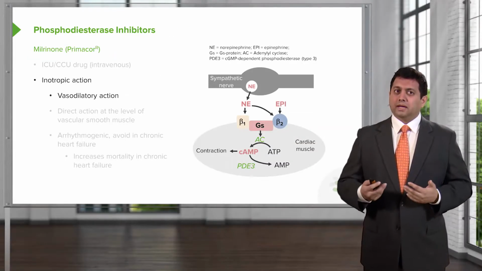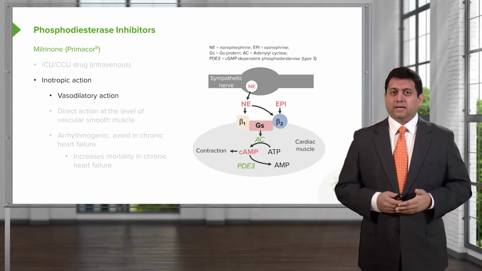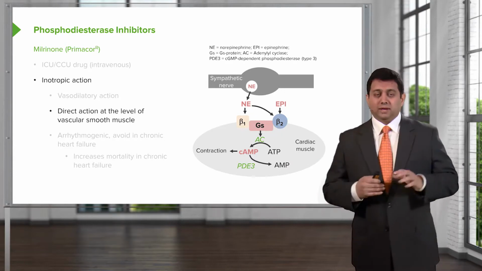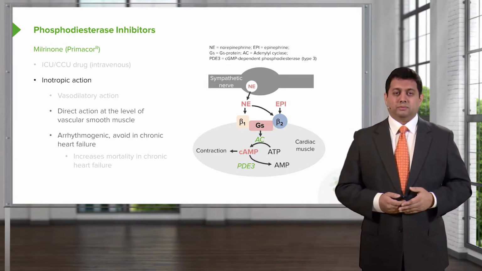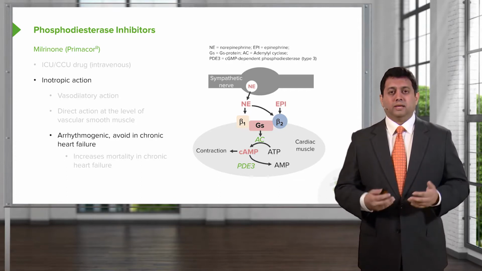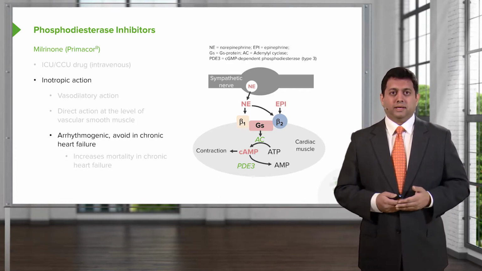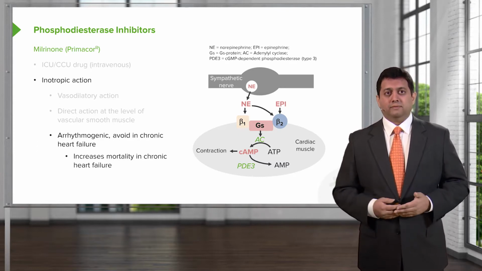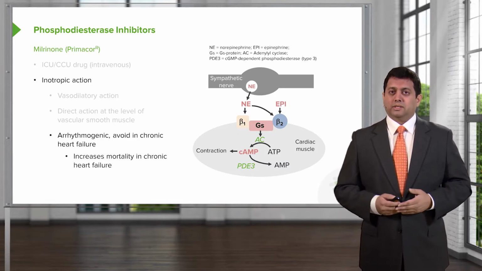There is a vasodilatory action that milrinone has as well, and we think that it's having a direct action right at the level of vascular smooth muscle. It can be arrhythmogenic, and so we tend to avoid it in long-term chronic heart failure patients. It can actually increase mortality in chronic heart failure, so it's really not a great choice in those patients.